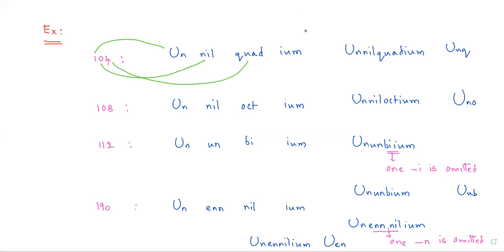The remaining are normal. Now I think you got my point. So these are some of the elements for which three-lettered symbols were given by IUPAC. Okay.